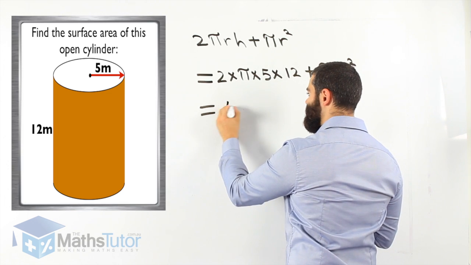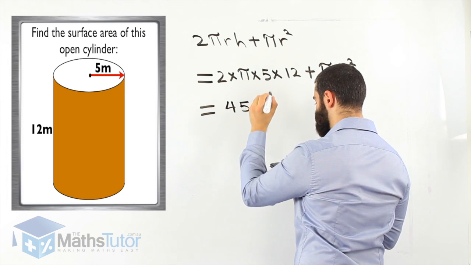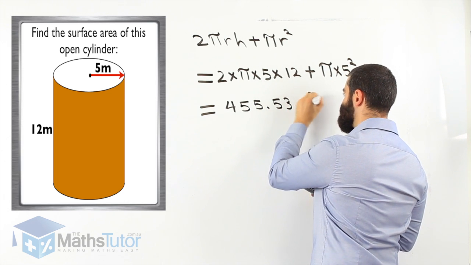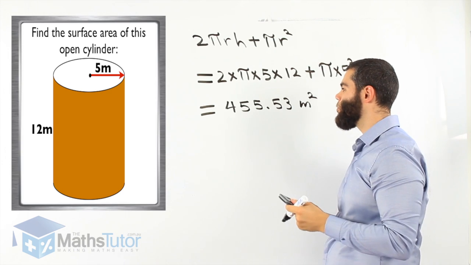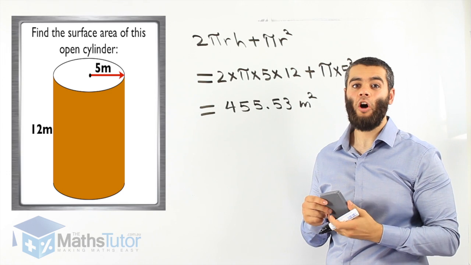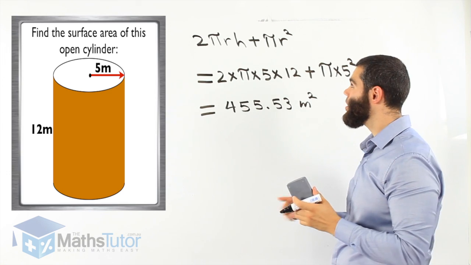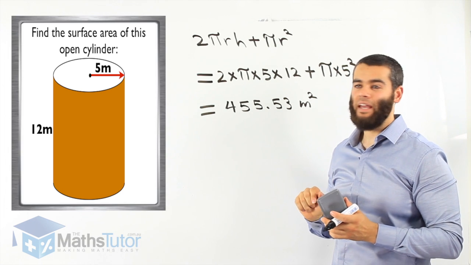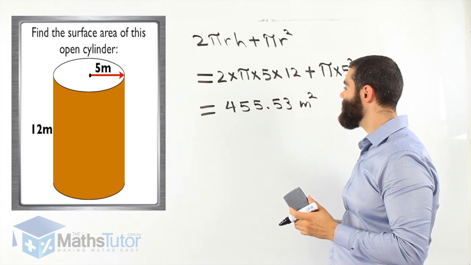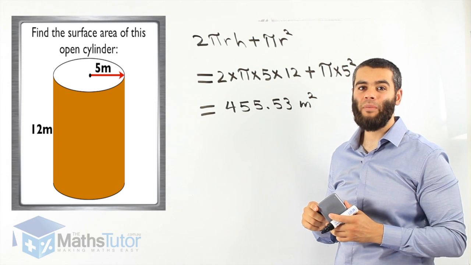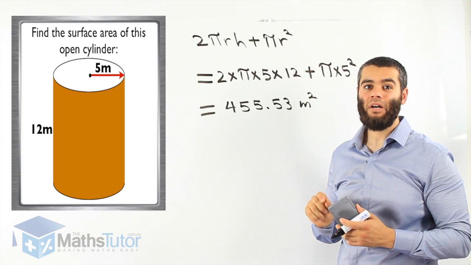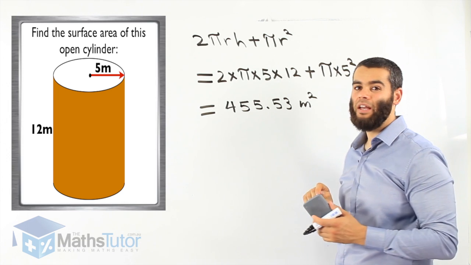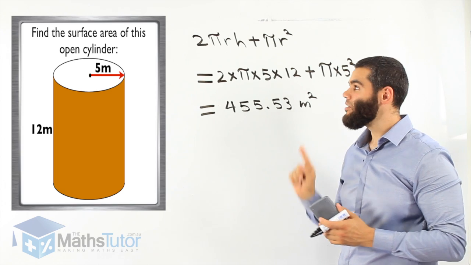Our answer, the surface area for this cylinder, is 455.53 square meters to 2 decimal places. So the surface area of this open cylinder, which means we are only working out the curved surface area plus one circular end, equals 455.53 square meters to 2 decimal places. Remember, we are working out the surface area, so you always need to remember to put your square units on top there.